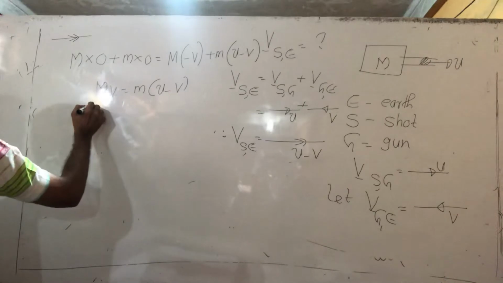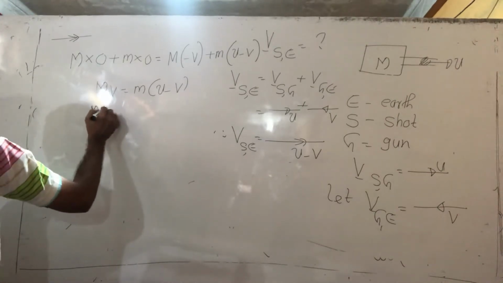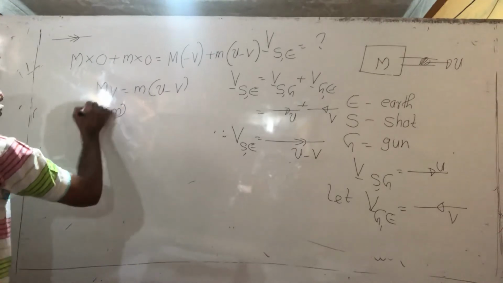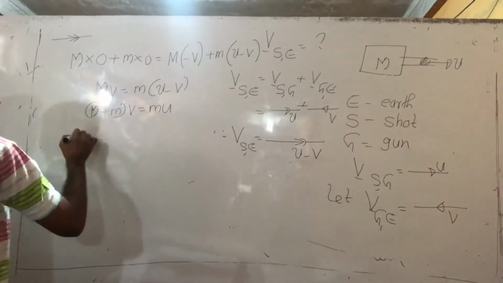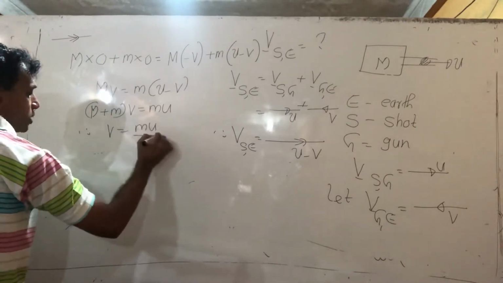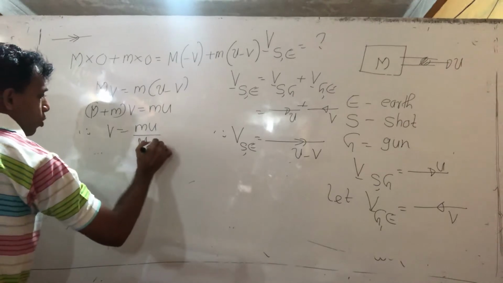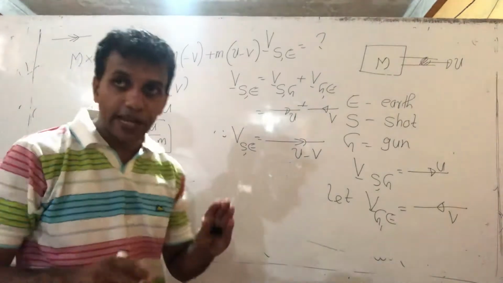Take this side, capital M plus small m into V equal to mu. Therefore V equal to mu over capital M plus small m. It's one of the answers, that means relative to the earth.